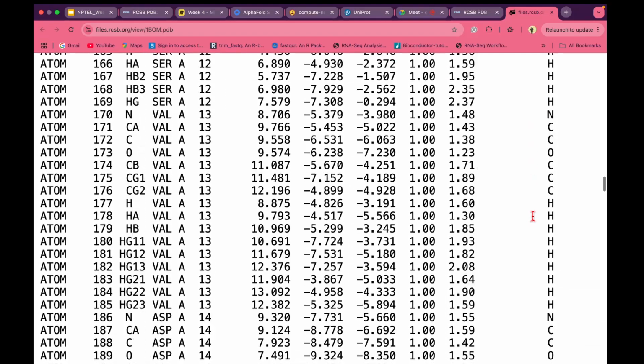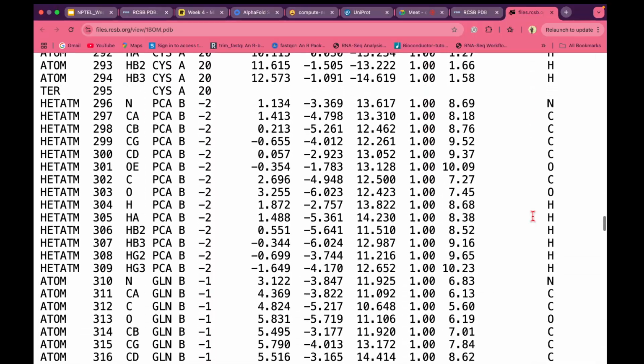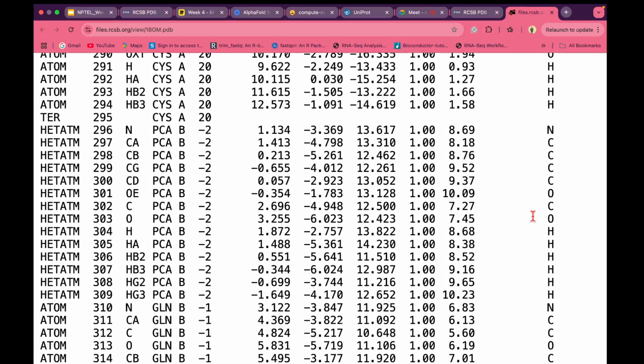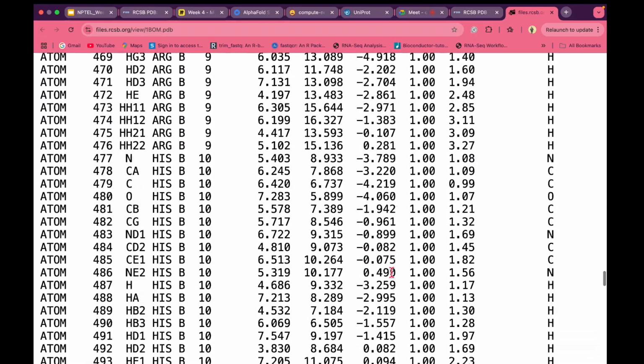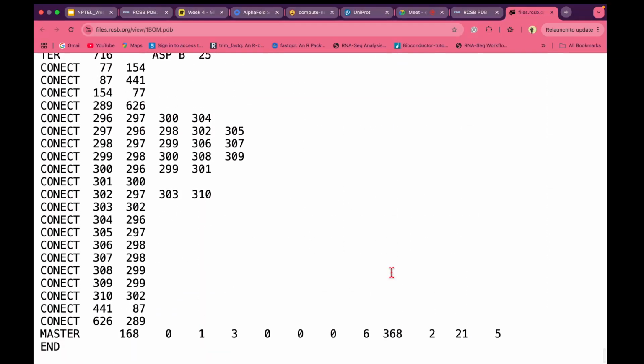So this is how for each atom in a protein an atom row is assigned. Further, if we have any heteroatoms, so HETATM is the code for heteroatoms and they are also named in similar fashion to the atoms of the protein. So we have TER to differentiate between the chains and END to differentiate between the different proteins.